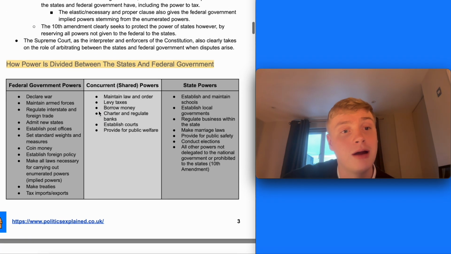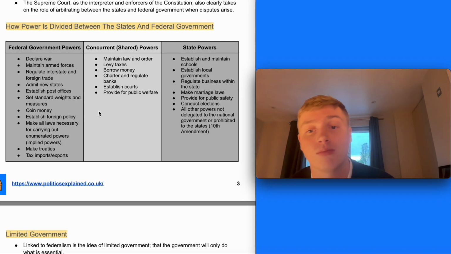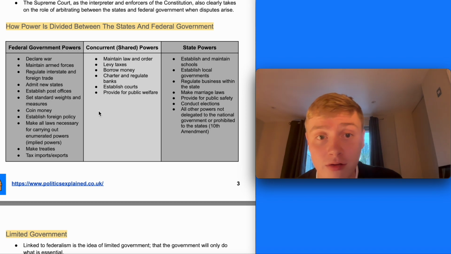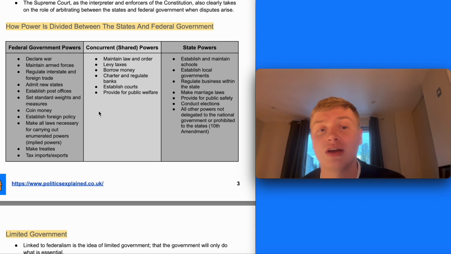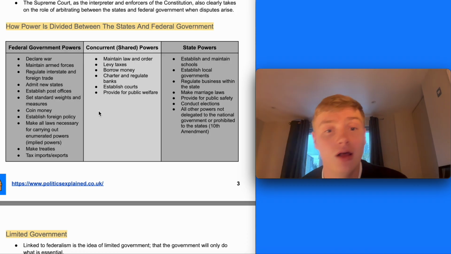In terms of how power is divided between the states and government, we've looked in the previous video at the key federal government powers, which are of course all split between Congress, the presidency, and the judiciary. In terms of shared powers, you've got maintaining law and order, levying taxes, borrowing money, chartering and regulating banks, establishing courts and providing for the public welfare. And key state powers include establishing and maintaining schools, establishing local governments, regulating business within the state, making marriage laws, providing for public safety, conducting elections, and all other powers not delegated to the national government. That's through the 10th Amendment.